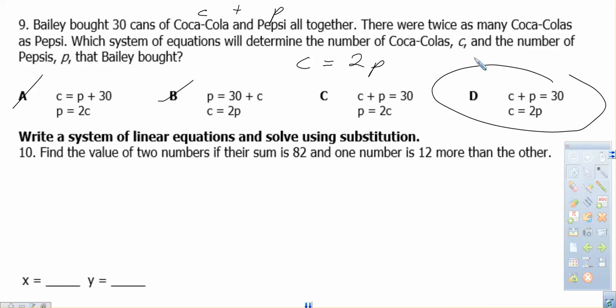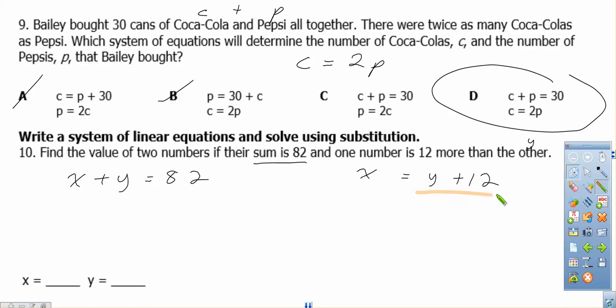All right, number 9. Number 10. Find the value of two numbers if their sum is 82 and one number is 12 more than the other. Well, first, their sum being 82 means that x plus y equals 82. Now, one of them is 12 more than the other. Let's just say x is that one. Is 12 more than the other. So we're going to have y plus 12.